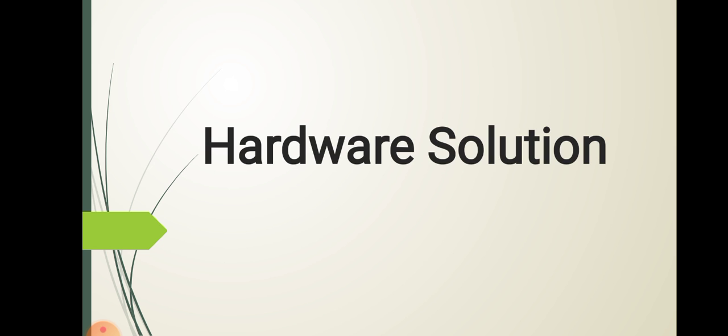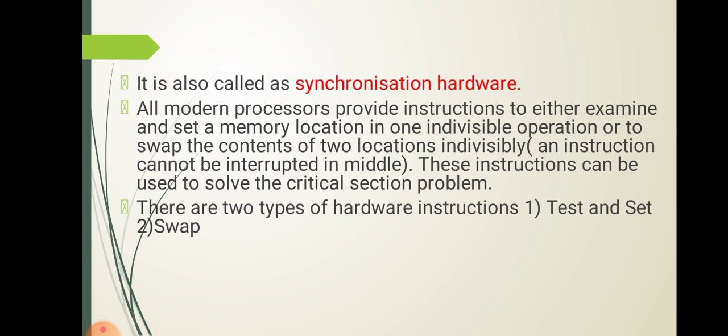So in modern computer systems, it provides certain special hardware instructions that allow us either to test and modify the contents of a word, or to swap the contents of two words atomically. So what is atomically here? Atomically is nothing but an instruction that cannot be interrupted in the middle.